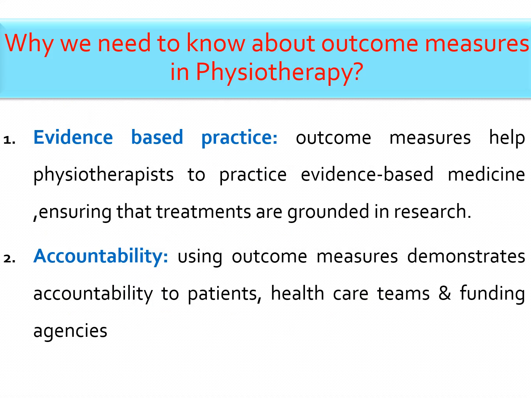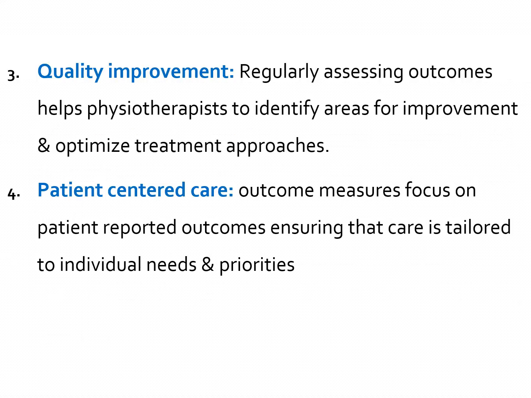Section number 2, why do we need outcome measures? As a physiotherapist, we must use the outcome measure for one, evidence-based practice, ensuring that the treatments are backed by the research. Second, accountability, showing measurable results to the patient and healthcare teams. The third one, quality improvement, that means identifying areas where better treatment strategies are needed. Fourth one, patient-centered care, focusing on patient-reported outcomes and quality of life.